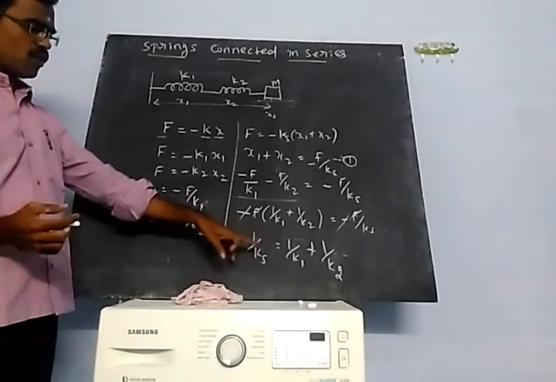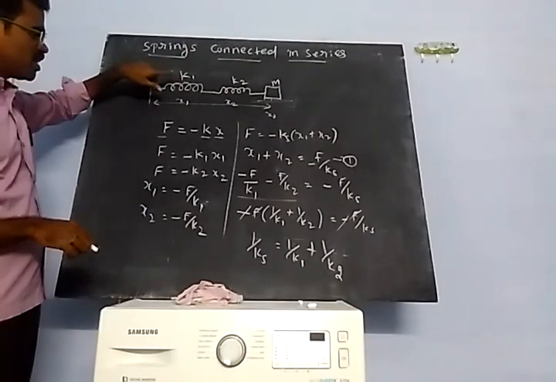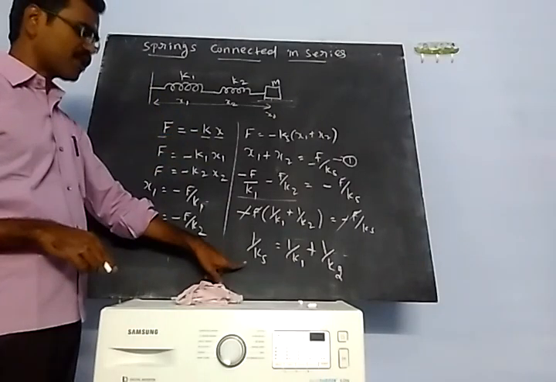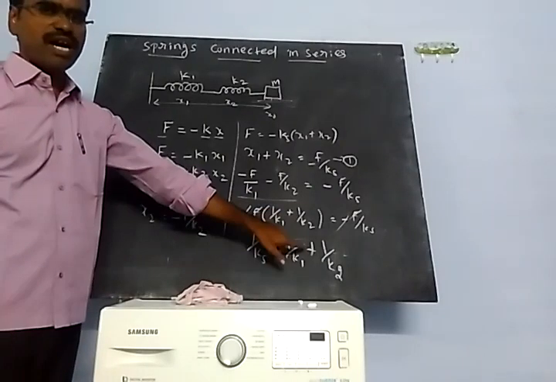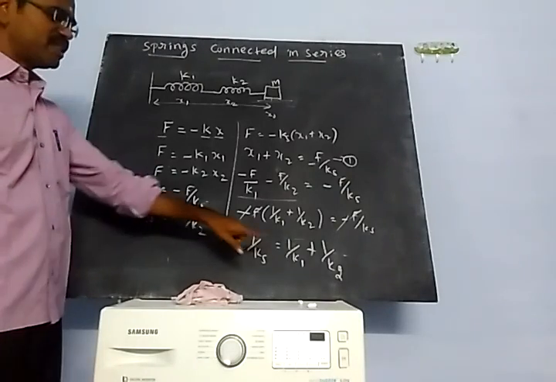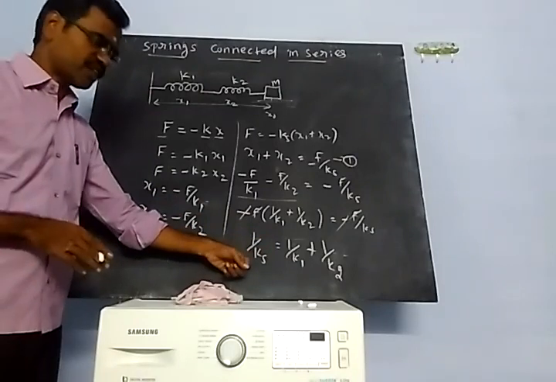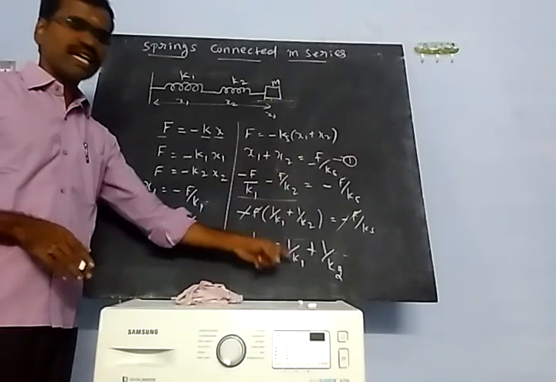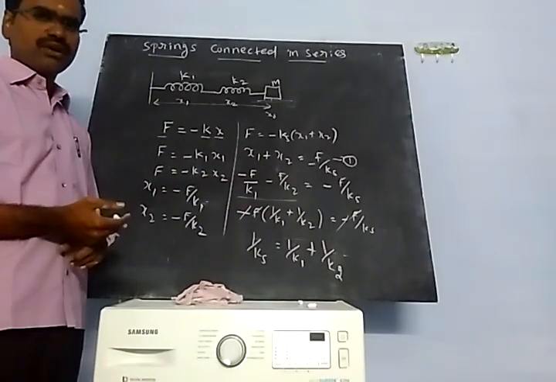1 by ks equal to 1 by k1 plus 1 by k2. So if the springs are connected in series, the reciprocal of the effective or total spring constant is equal to the sum of the reciprocals of the individual spring constants. Just as with resistors in series, here the effective spring constant value is always lesser than the individual spring constants. Okay, do you understand?